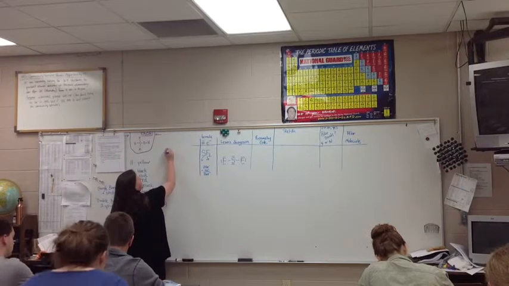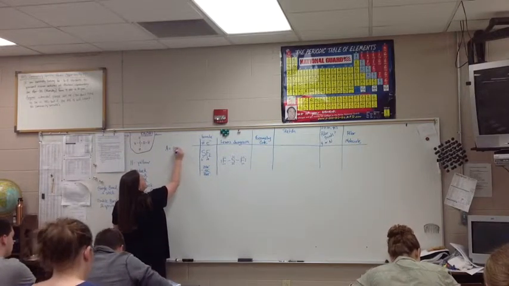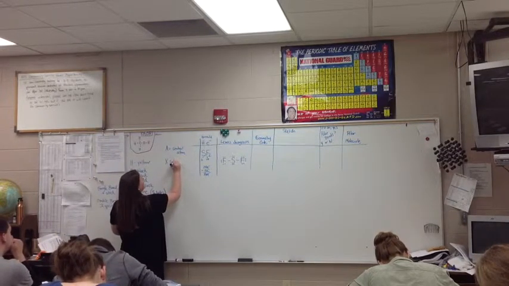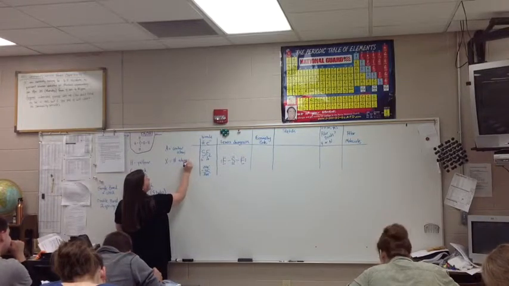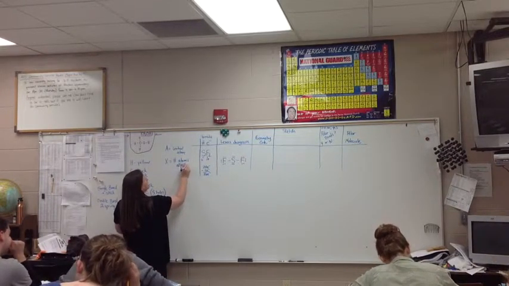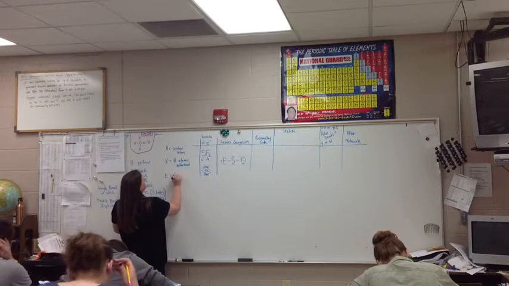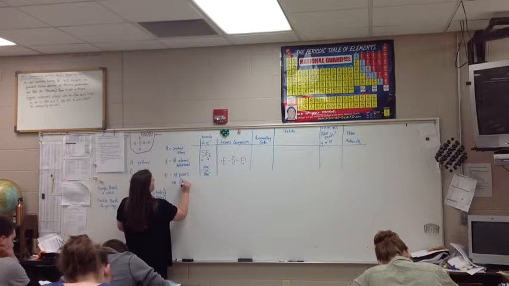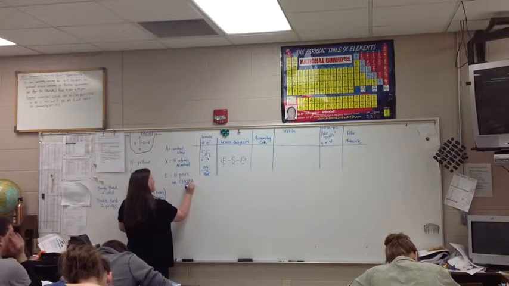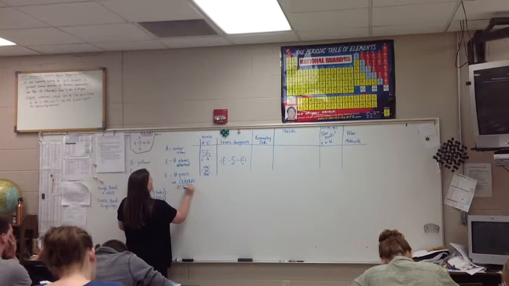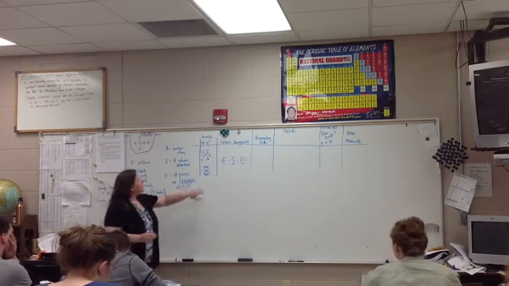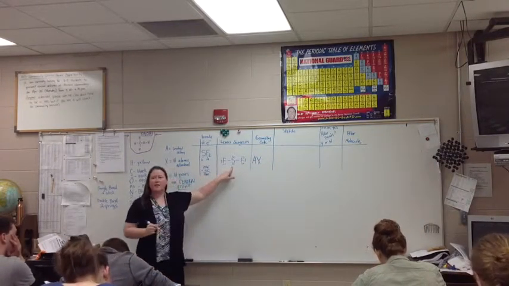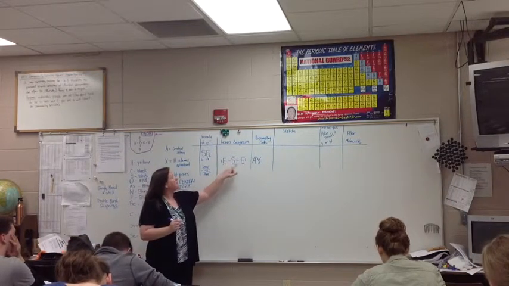Now, I'm going to remind you that the geometry code, A stands for the central atom. X stands for the number of atoms attached. And E stands for the number of pairs of electrons on the central atom. All right, A stands for the central atom. X stands for the number of atoms attached, which is how many?